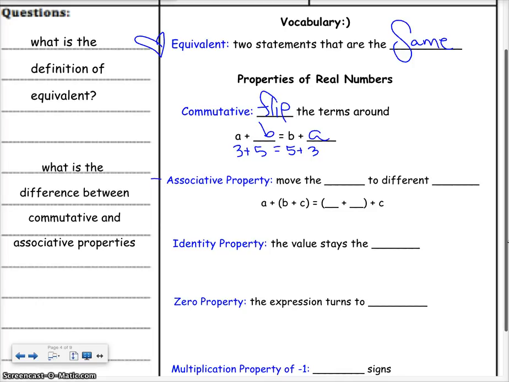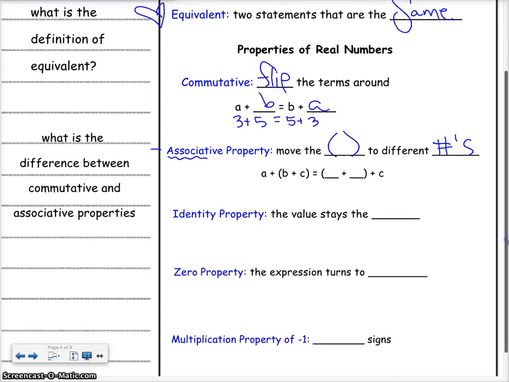Associative, how I always tell my 8th graders to think about it, is the root word associate. Associate is like your little group of friends. And when I think group of friends, I think you're together in parentheses, in a little group. What the associative property does is move the parentheses to different numbers or variables, different terms is the more accurate definition.